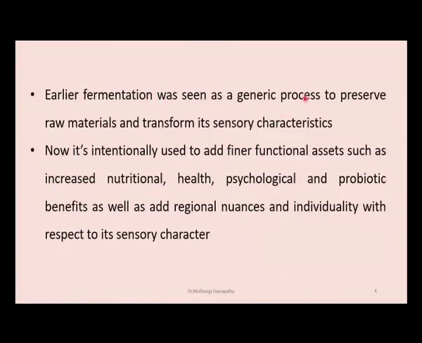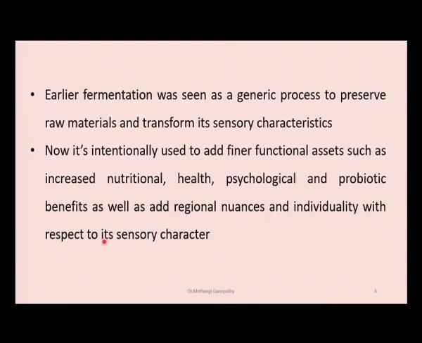Earlier, fermentation was seen as a generic process to preserve raw materials and to transform their sensory characteristics, but these days it is intentionally used to add finer functional assets such as increased nutritional, health, psychological and probiotic benefits, as well as to add regional nuances and individuality with respect to its sensory character.